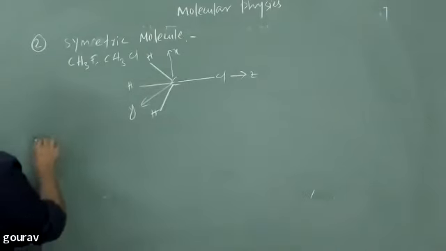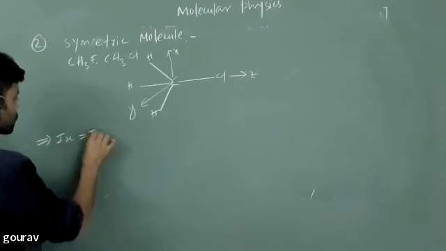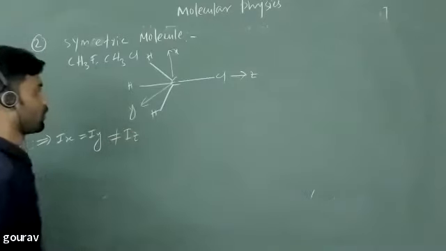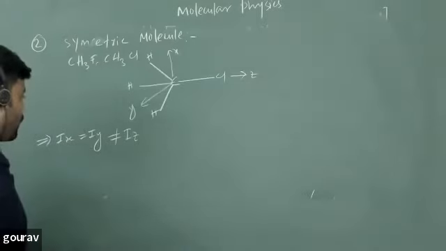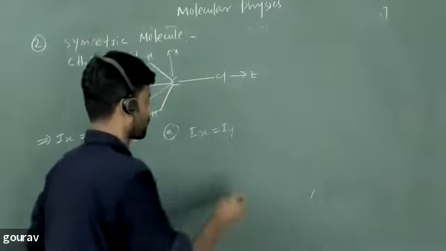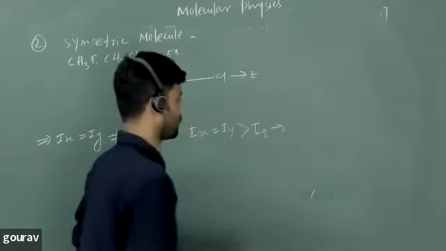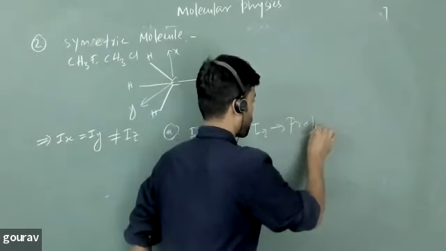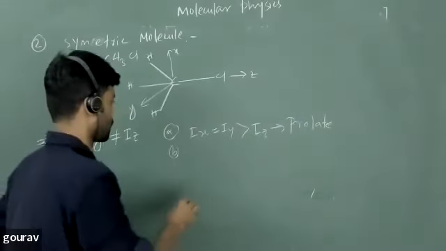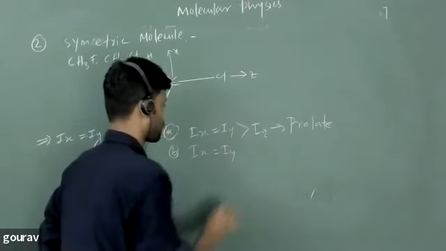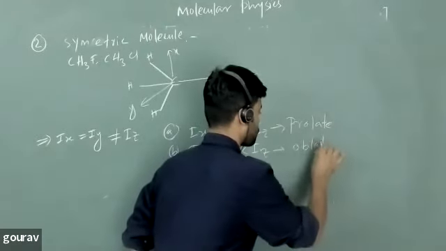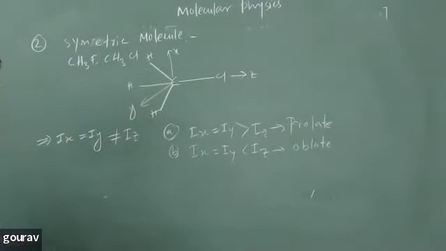So in this case, Ix equals Iy. The moment of inertia along the X axis equals Iy, but it will not be equal to Iz. But Iz will not be 0 here. And there are two cases. If Ix equals Iy and that is greater than Iz, this is known as prolate. And you have the second case, if Ix equals Iy but less than Iz, that is known as oblate.